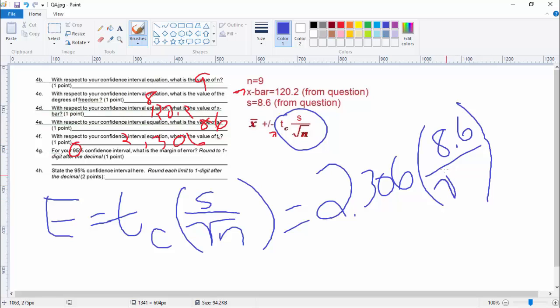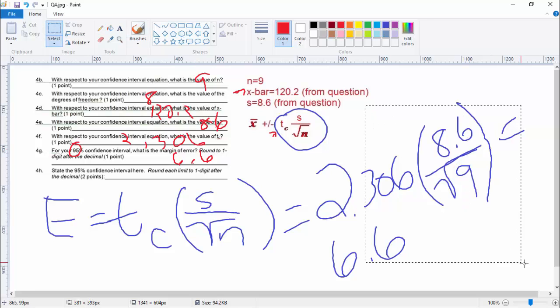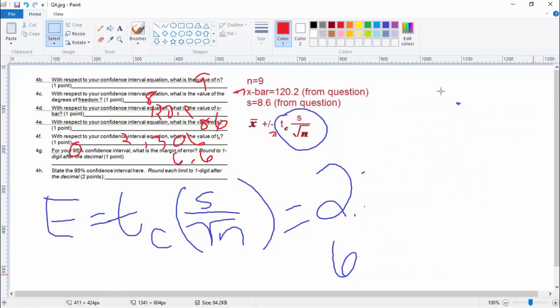Over the square root of perfect square 9. Okay, if you actually do that, you're going to get a 6.6. And that's what we'll put over here, the 6.6. So the challenge is, are you used to confidence intervals yet? Because if you are, you know why we have that. Like why is this margin of error coming into our lives?